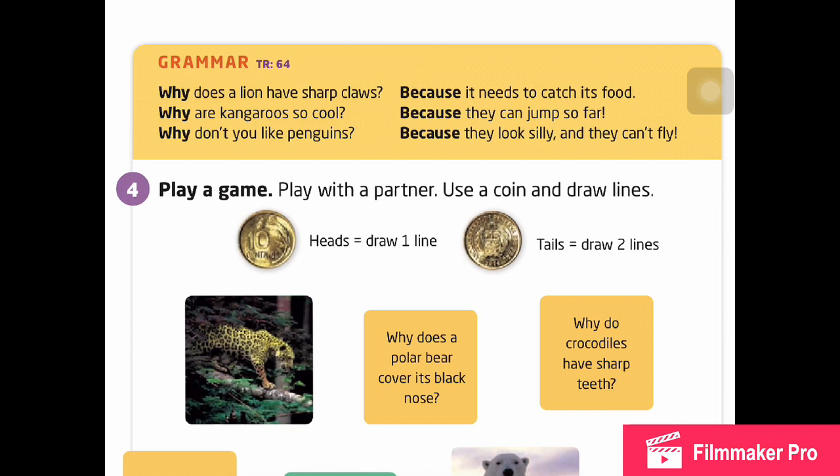Why are kangaroos so cool? Because they can jump so far. Why don't you like penguins? Because they look silly and they can fly. What is silly? Very good. You remember it. Tonto. Silly, tonto. Because they look silly and they can fly.